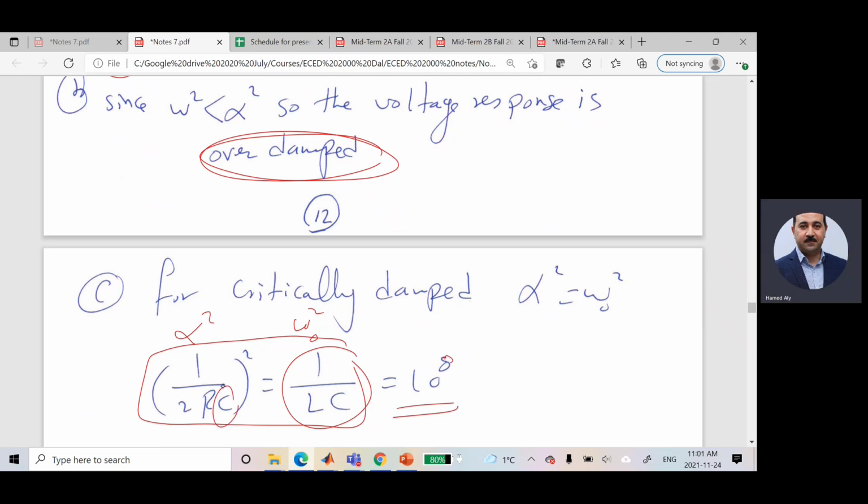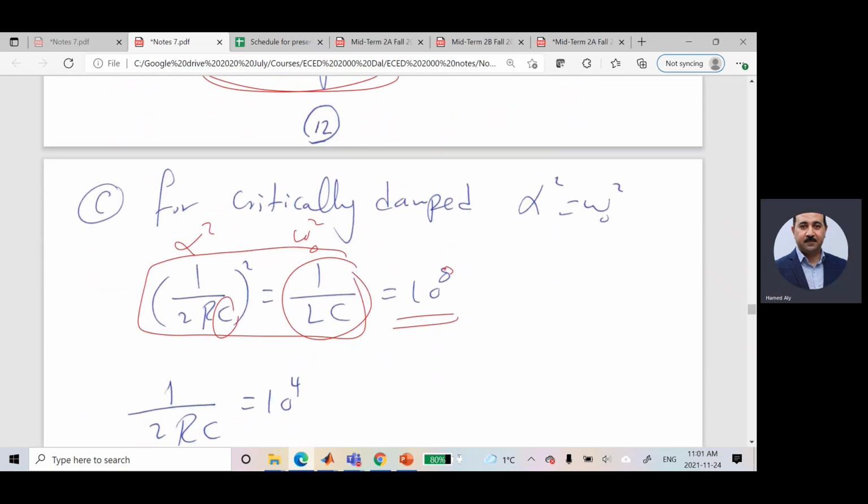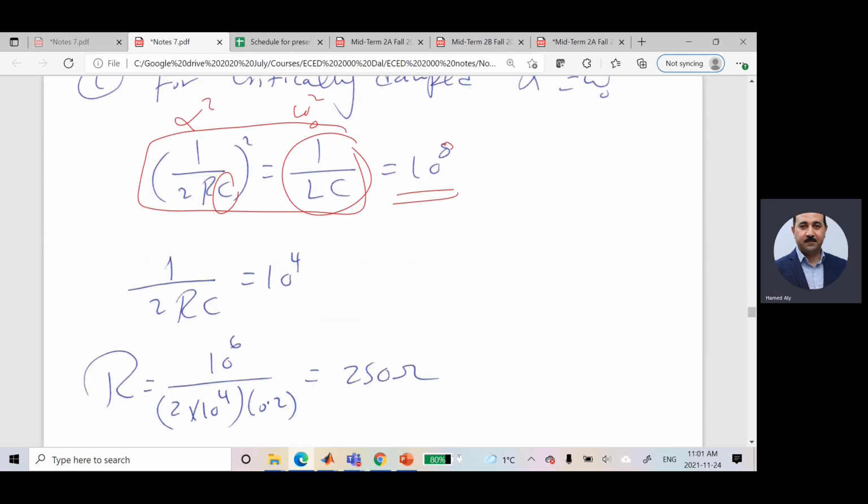Then I have the value of C. Based on that, I can find the value of R. So I can say 1 over 2RC is equal to the square root of 10 to the power 8. Then 1 over 2RC is equal to 10 to the power 4. And based on that, I can say R is equal to 10 to the power 6 divided by 2 times 10 to the power 4 multiplied by 0.2. So based on that, I can calculate the value of R, which is equal to 250.